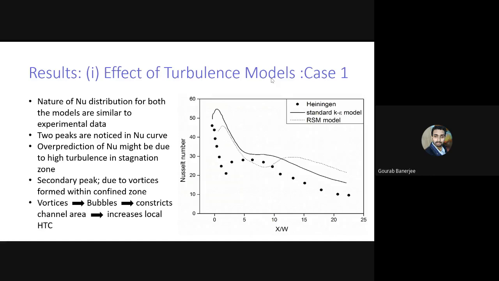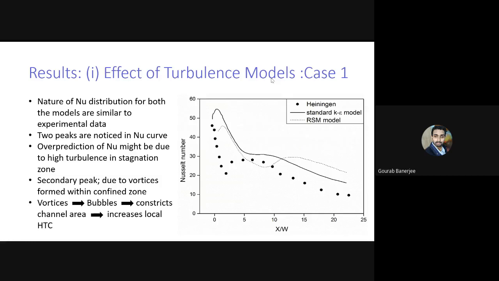Now the results. Firstly, we are taking into consideration the effect of the turbulence models. We have two different turbulence models: one is the standard k-epsilon model, another is the RSM model. Both results are validated with the experimental work done by Heiningen in 1984, and the angular geometry also matches the experimental work. Overall, the qualitative nature of the Nusselt number distribution matches the experimental data.